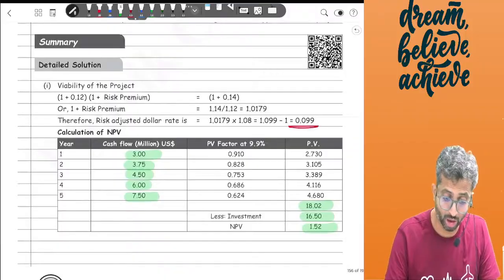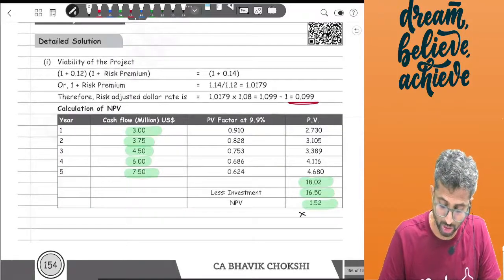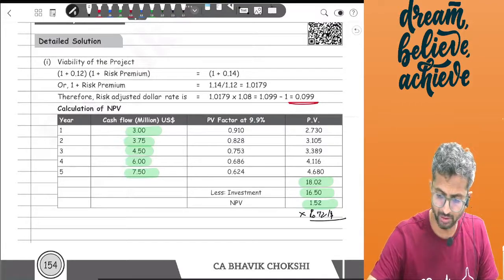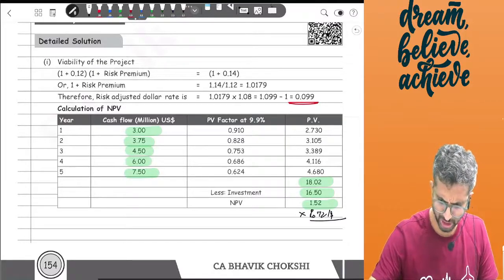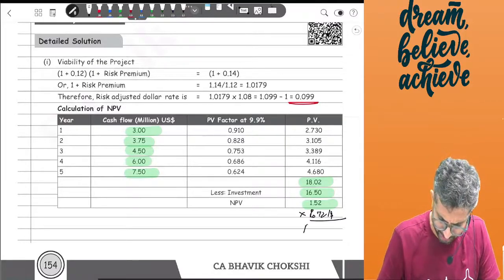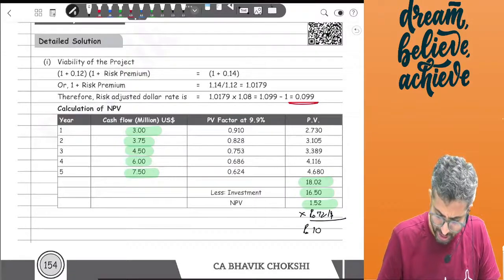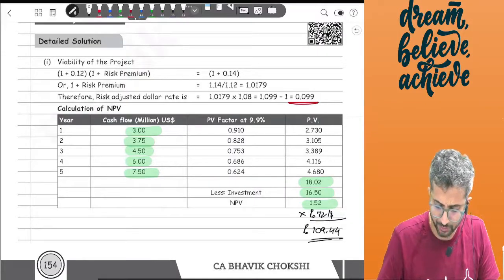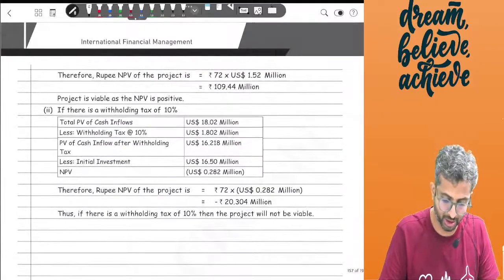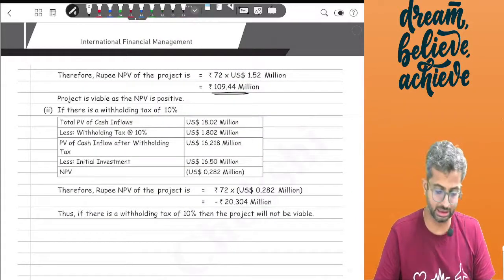However, if you want to convert this NPV into your own currency, you will convert it at the spot rate, that is rupees 72 per dollar. 1.52 into 72 comes to rupees 109.44 million. So over here, as you can see, this is the answer.